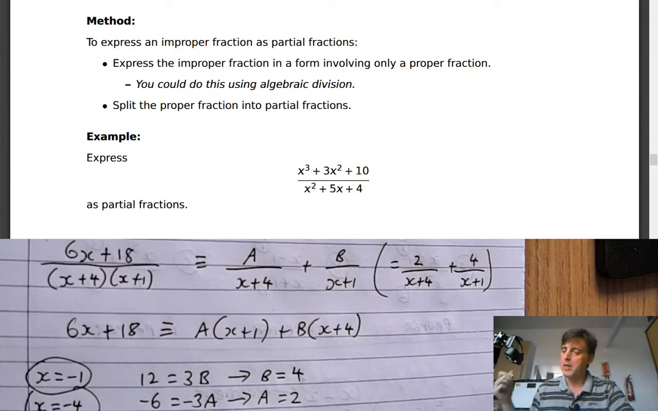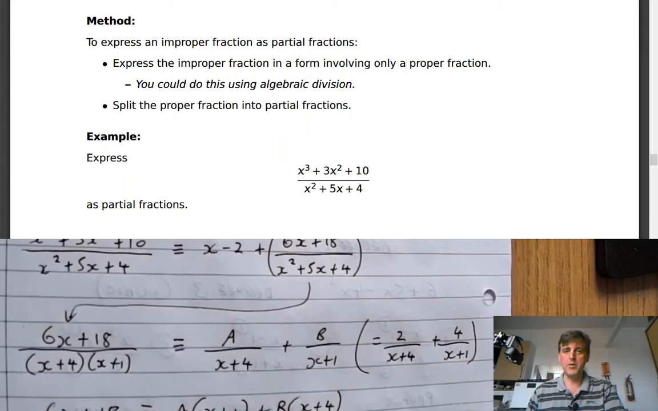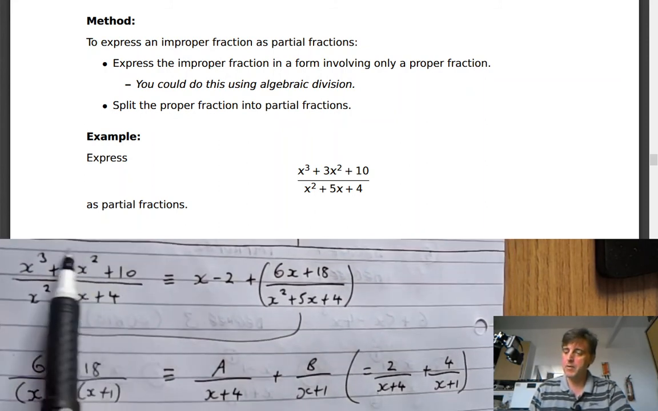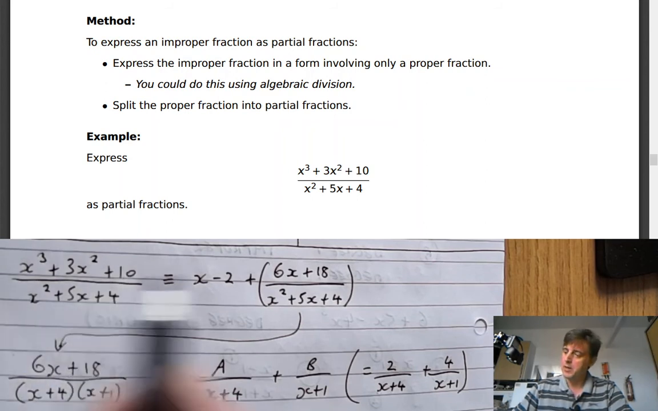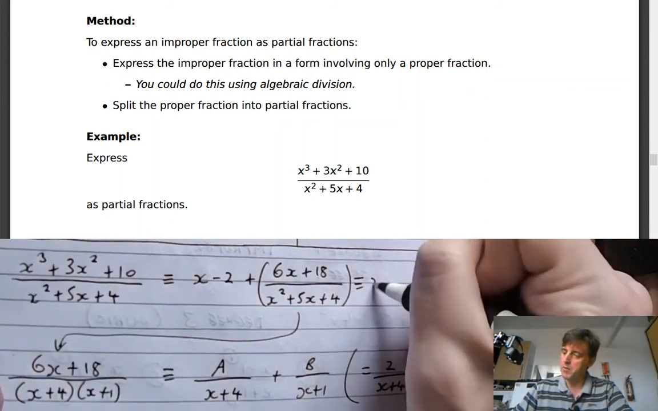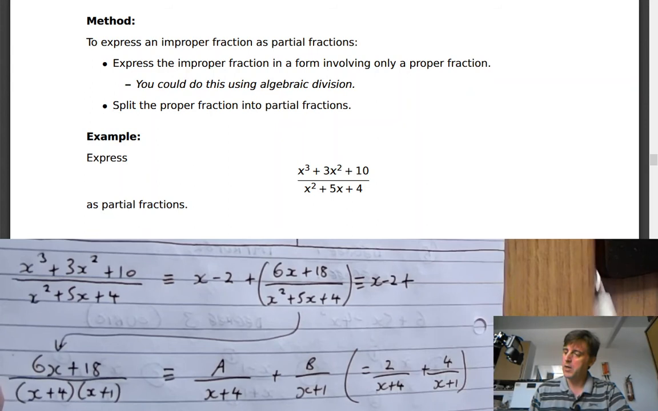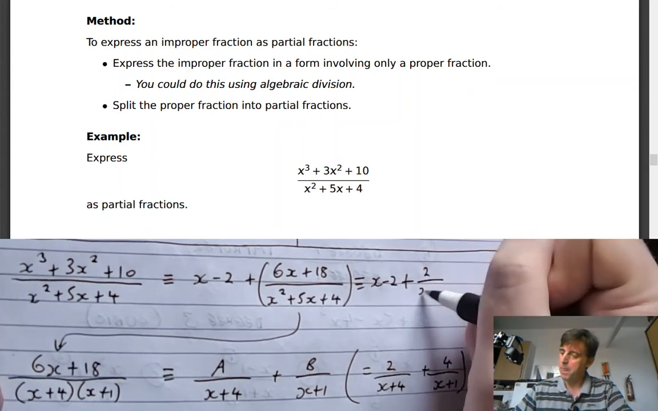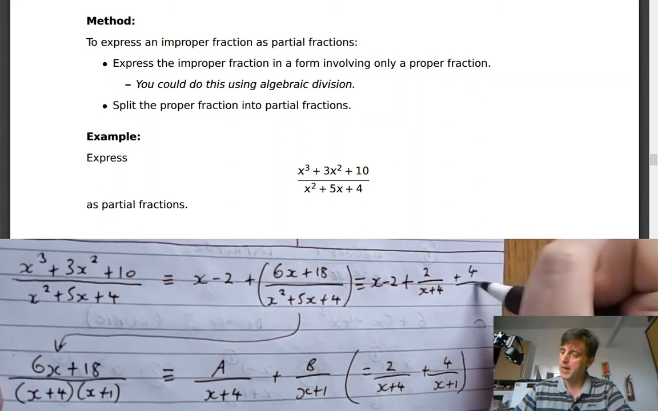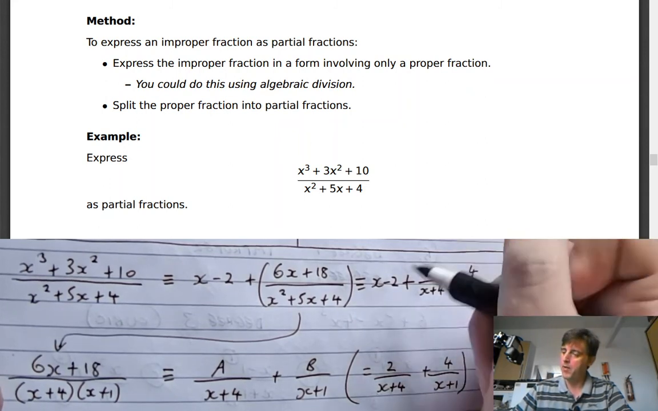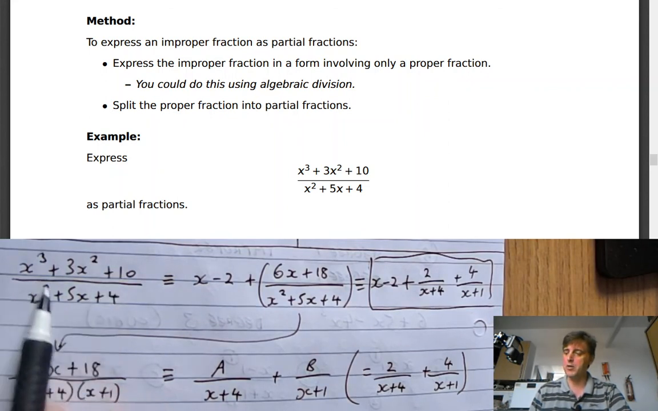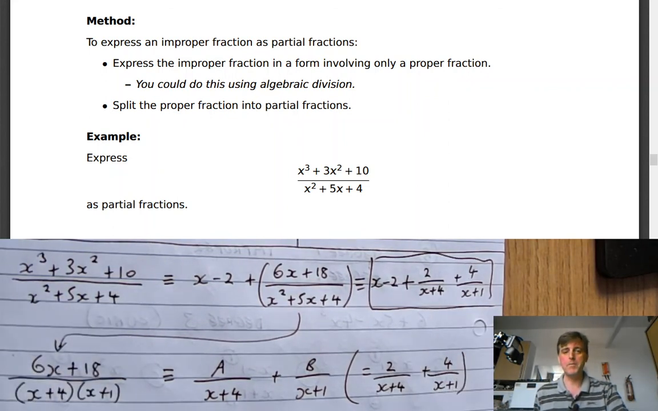Okay, so finally, let's write down the whole thing up here, and I'm just going to jump back up to what I've done here. So the whole thing as partial fractions is going to become x minus 2 plus what we've ended up with down here, which is 2 over x plus 4 plus 4 over x plus 1. And there would be my final answer. I've expressed this improper fraction as partial fractions.